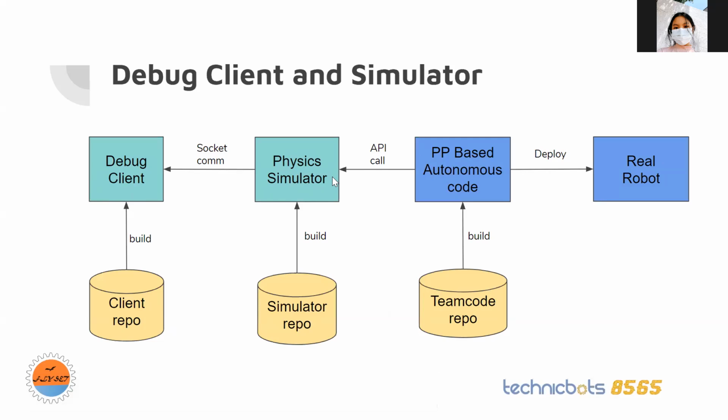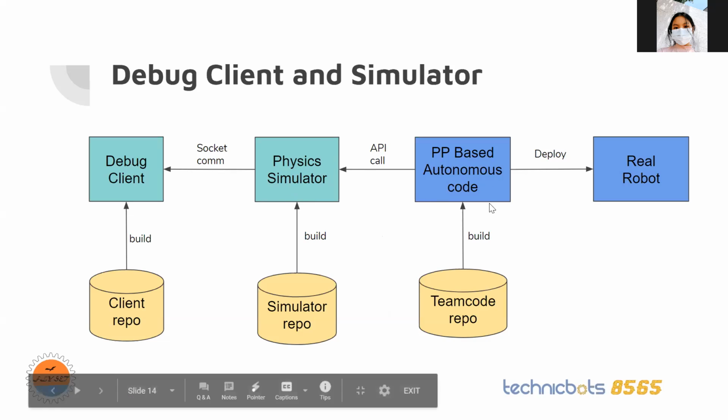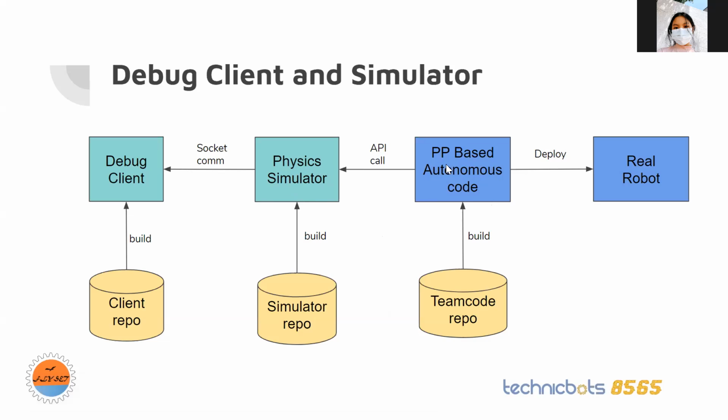It communicates velocity for X movement, Y movement, and heading movement. And then the physics simulator takes that in and uses it as acceleration, and it calculates your robot moving and friction and all that stuff. So your Pure Pursuit code is shared by the physics simulator and the real robot.